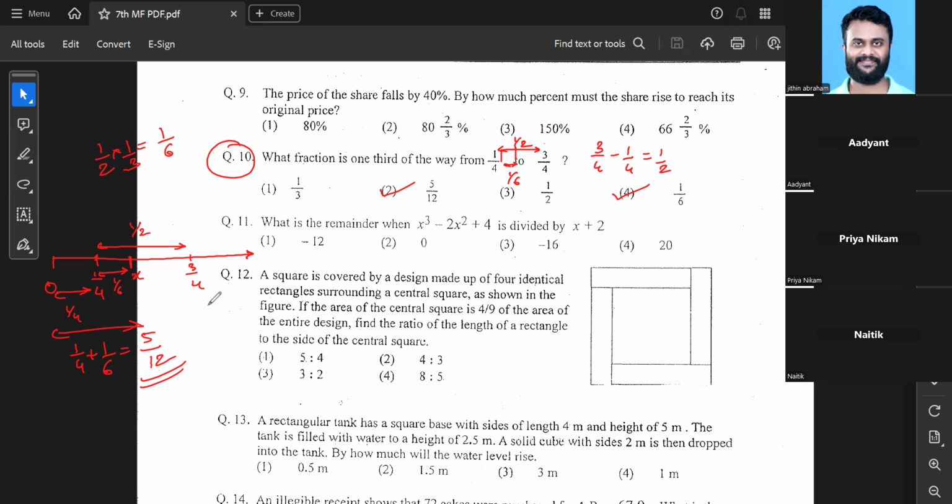What is 1 by 6, sir? Tell me. The x on the number line is the new fraction, which is one third of the way from 1/4 to 3/4, right? Correct. Absolutely correct, Siddharth.